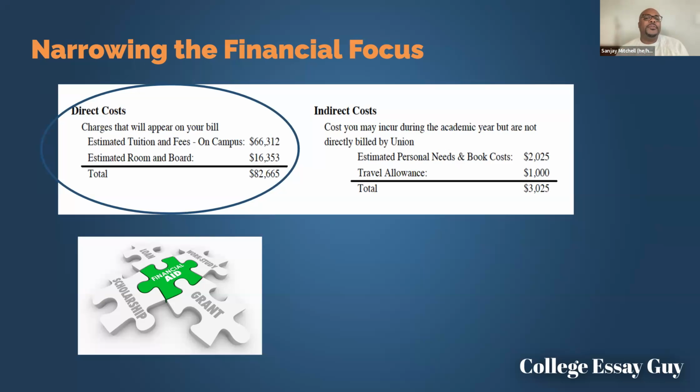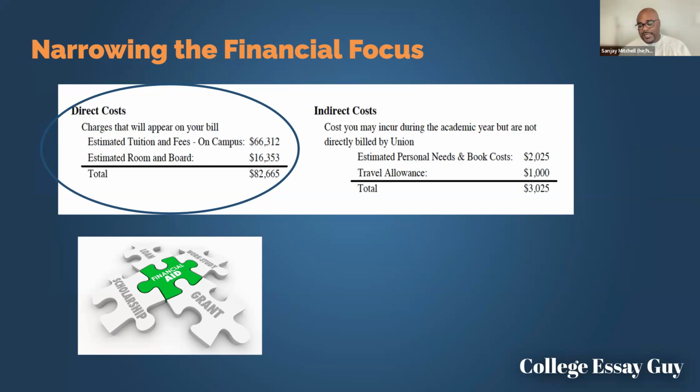And so what has helped my families, friends, is really focusing on the direct costs. These are the things that you absolutely must pay the school. You must pay your estimated tuition and fees, and you must pay your room and board. There's no negotiating around that.